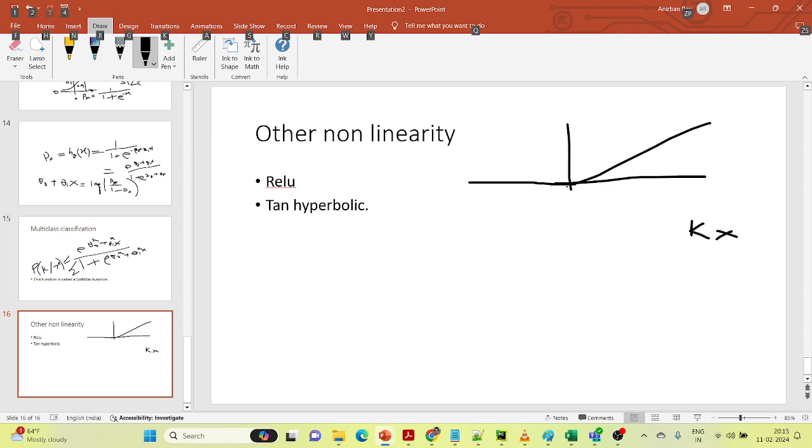So the better alternative to ReLU is leaky ReLU, with a very small derivative in the negative direction, like this. So it is called leaky ReLU. And tan hyperbolic.